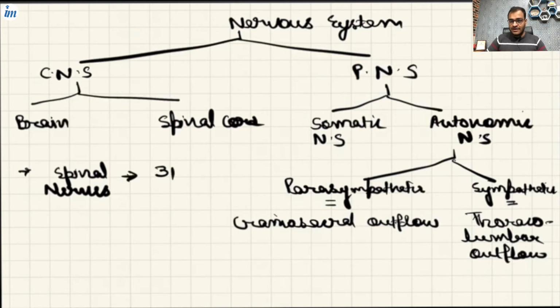So the nervous system has been categorized into the central nervous system and the peripheral nervous system. The central nervous system is again categorized into brain and spinal cord. The peripheral nervous system is somatic and autonomic. The autonomic nervous system is parasympathetic and sympathetic: parasympathetic is also known as craniosacral, and sympathetic is also known as thoracolumbar. So from this classification, now we need to know about the brain.